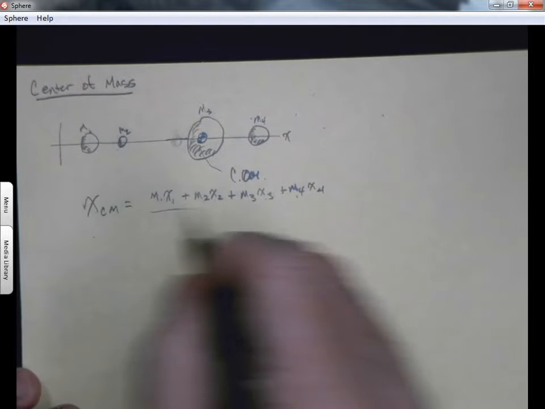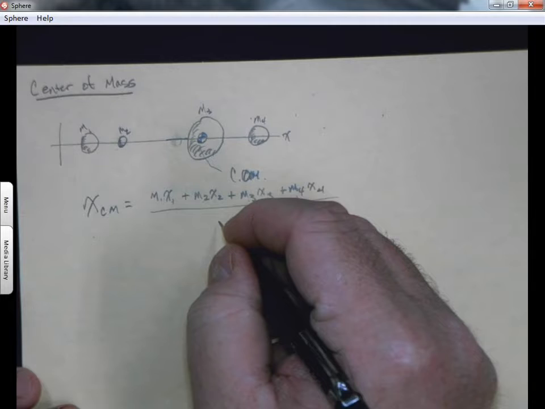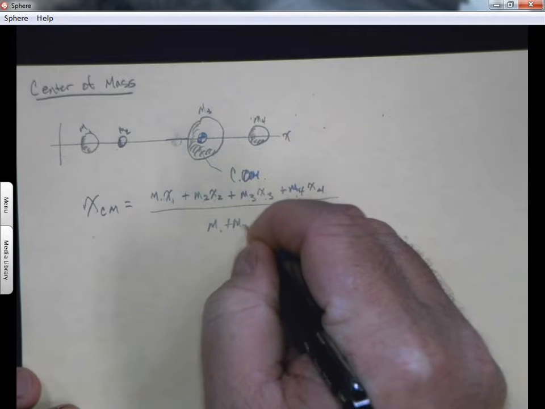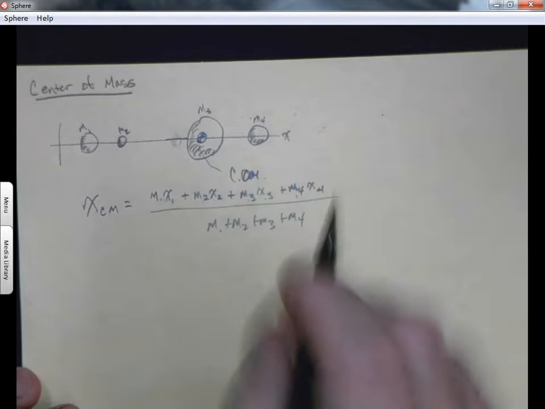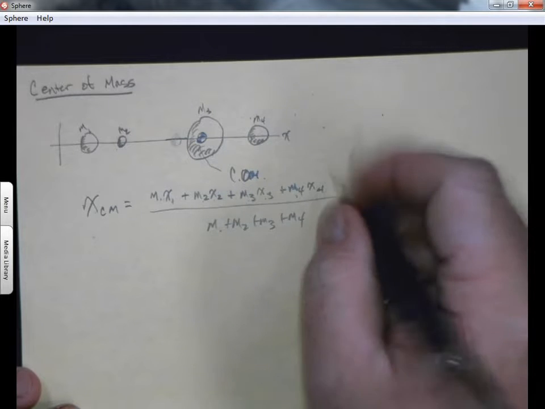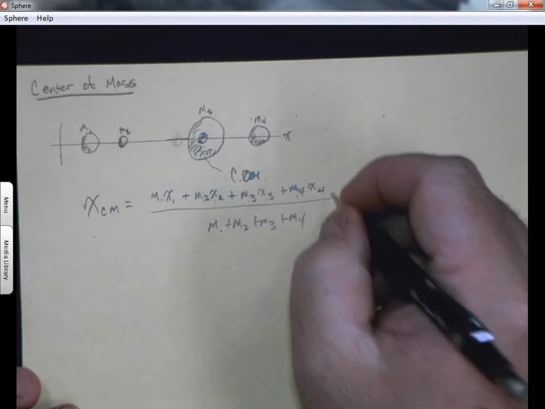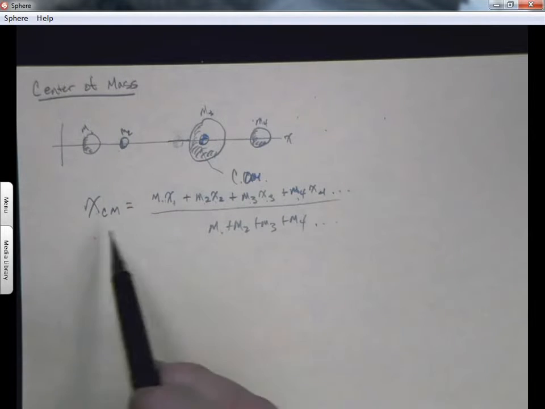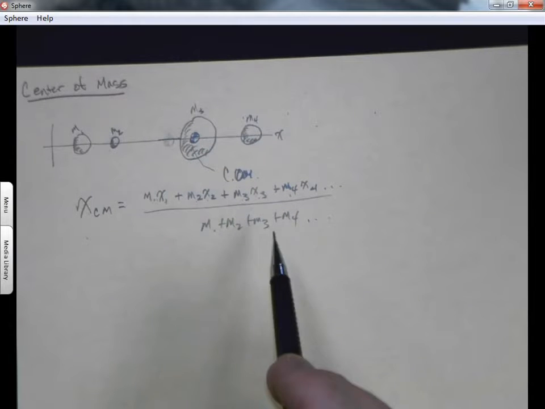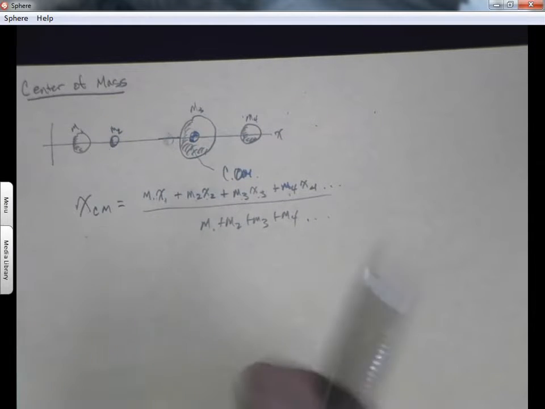Then we divide all of this by the total mass, M1 plus M2 plus M3 plus M4, and this could go on and so forth if we wanted to. This is how we would find the center of mass of any particular system. It's just a weighted average of the position of all of the masses.